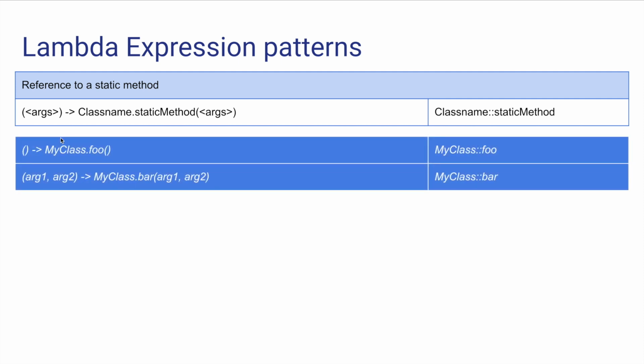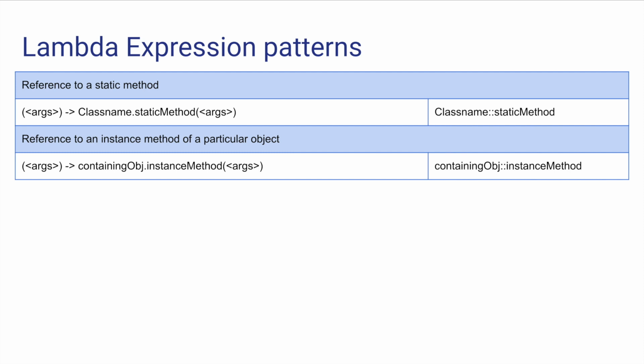So in the first example, we have no argument list, and in the body we are calling static method foo of class MyClass. And as per our pattern, it can be replaced by MyClass::foo. Next, we have two arguments in the argument list, and these are simply passed on to the static method bar of class MyClass. Hence, it can be replaced such as MyClass::bar.